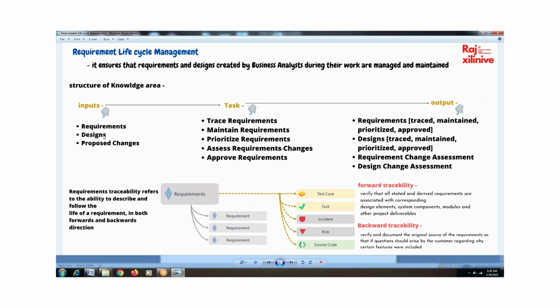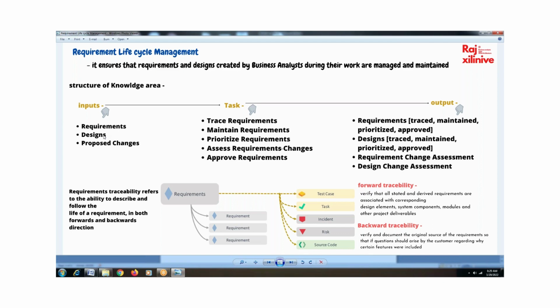So these are the proposed changes that have to be taken into account before we go into requirements lifecycle management, right? These are the inputs. Whatever topics I have mentioned here are inputs. Now, what tasks do we need to perform? Requirements lifecycle management is on this part.